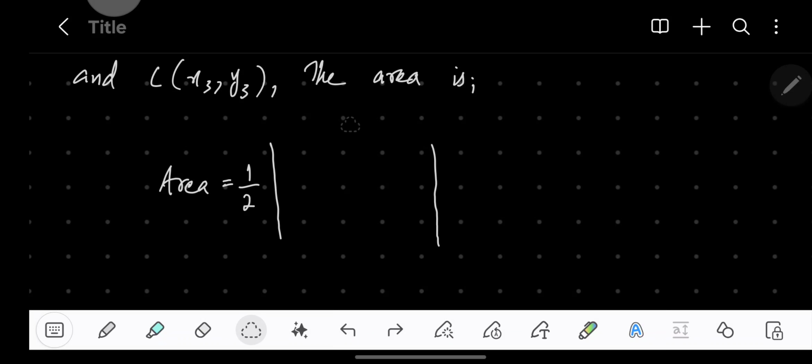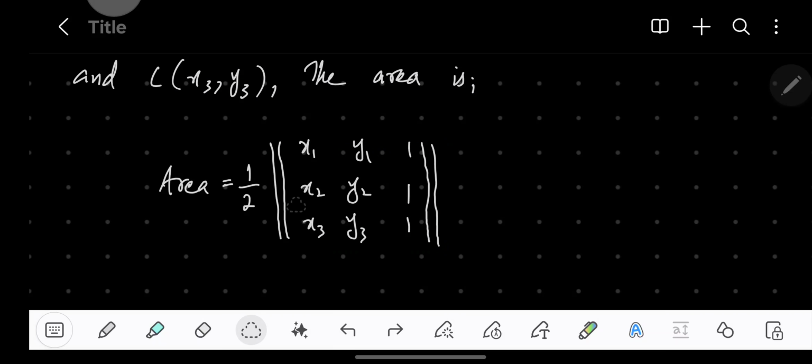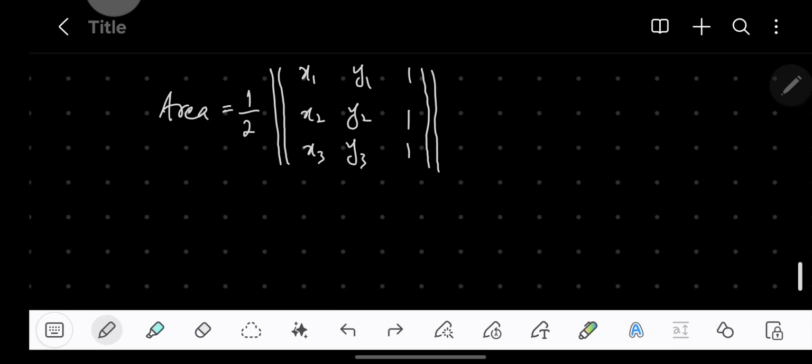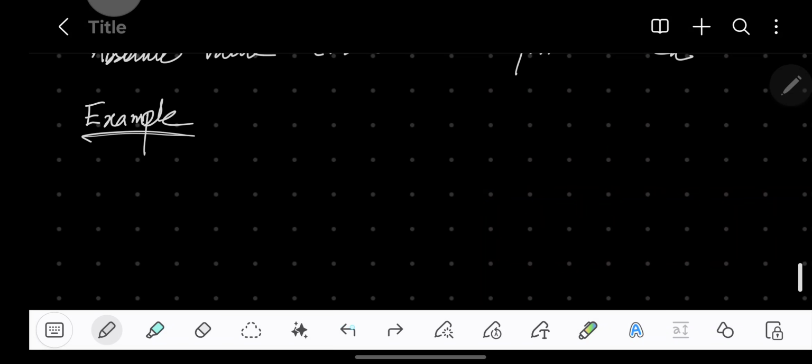So these straight lines are for the absolute values, and the inside straight lines are for the determinant. And this is the first point, this is the second point, and this is the third point. Okay, so the points are given. If you put all the points inside the matrix and take the absolute value and take the half of it, then it is the area of the triangle. Okay, so let's do an example.